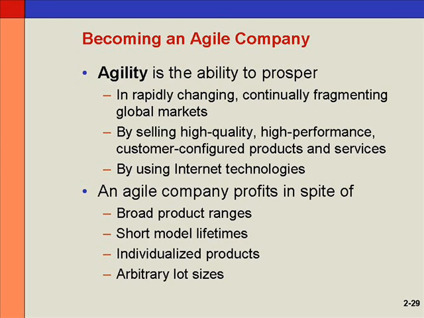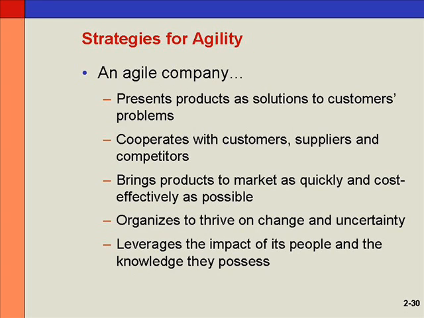An agile company profits in spite of all of these things, like short model lifetimes. By the time you can bring a product to market, people have already moved on past it in many cases. Individualized products. So standardization is not very achievable. And all of these things mean a company has to be agile to deal with current and rapidly changing conditions. You can see here what it takes to be an agile company. The most important one in that whole list probably is maybe the middle one. Brings products to market as quickly and as cost effectively as possible.